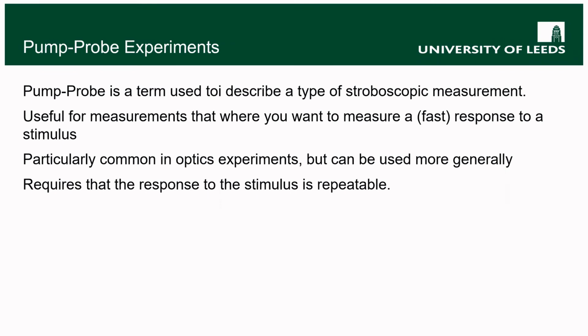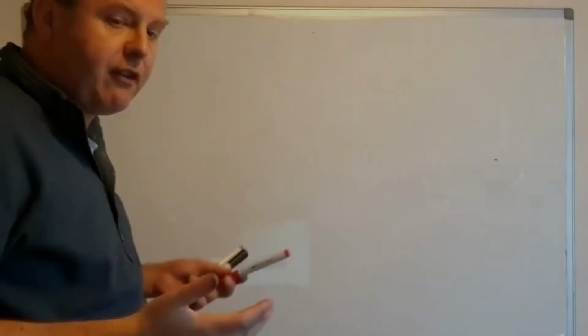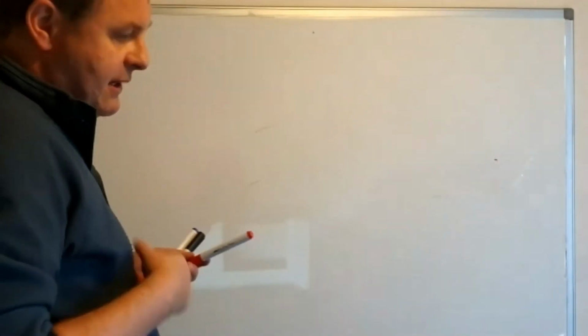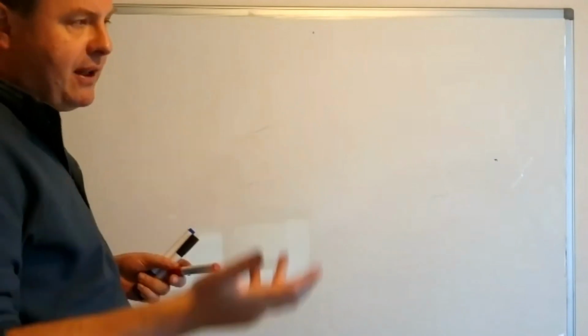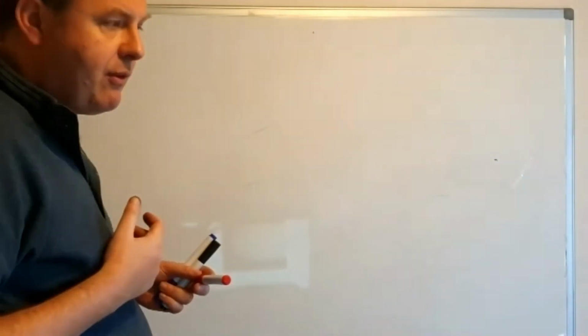So again, what it requires is that your response to the stimulus is repeatable, and as with other stroboscopic measurements, that you can measure the same thing at a very precise time and with a very small amount of jitter. So I'll show you some general ways in which these things are often set up. The secret of a pump probe experiment is to have some mechanism by which we can apply a stimulus and then do a measurement sometime later.